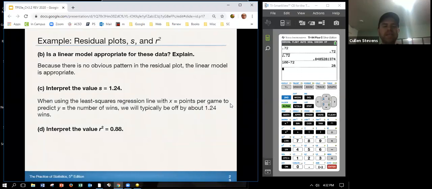When we're using the least squared regression line with X points per game to predict Y number of wins, we're typically going to be off by about 1.24 wins. So again, S is the standard deviation of the error rate of the residuals. So typically that's going to be how far our model is. Remember that the word typically is used in standard deviation, okay?